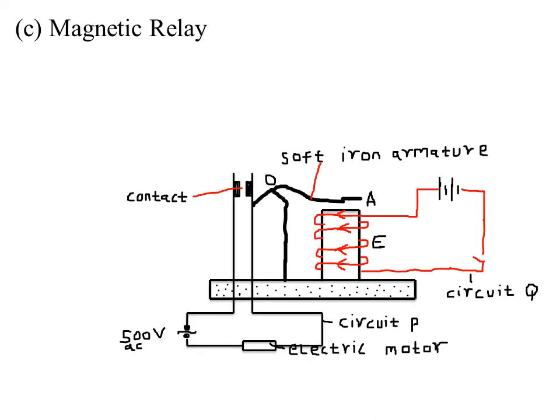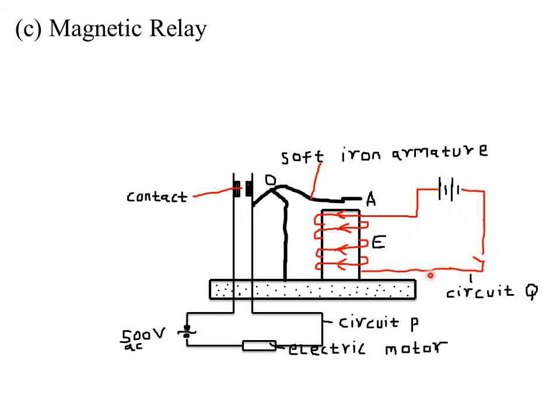Then lastly, we look at what we call a magnetic relay. Now, what is a magnetic relay? A relay is a switching device which uses an electromagnet. So a magnetic relay is a system whereby a small current flowing through one circuit produces an effect that controls other, usually heavy, circuits. So this is how it works.